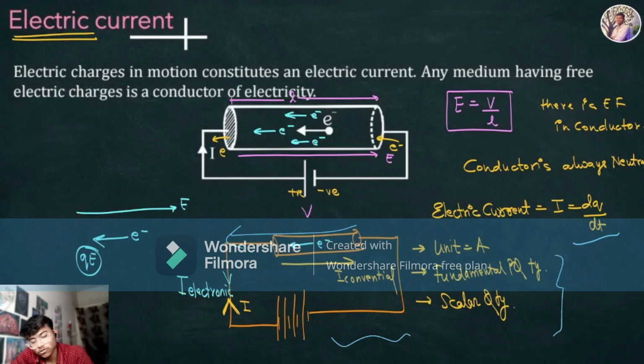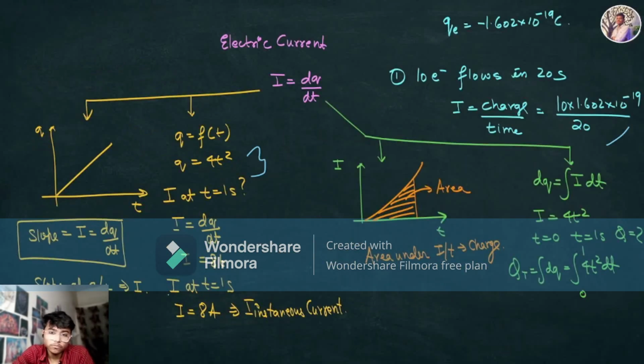The unit of current is the ampere. It is also a fundamental quantity, as we saw in the very first chapter of 11th class, units and dimensions, and it is a scalar quantity.